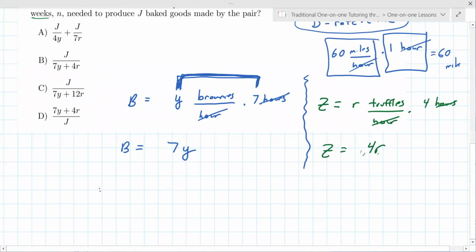So in 1 week, how much do they make combined? It's 7Y plus 4R. You cannot combine these. These are different variables, so you cannot combine them. 7Y plus 4R. It is just itself.